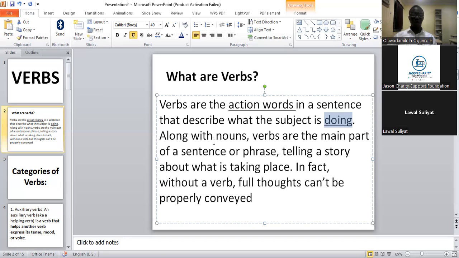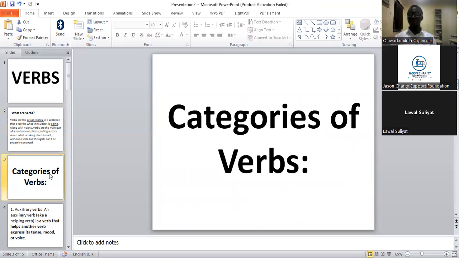Moving on quickly, we want to talk about the categories of verbs that we have. At the beginning of this class, I told us that the verb is divided into two categories. Mainly, we have the auxiliaries, and then we have the main verbs, or what some schools of thought will call the lexical verbs. So today we want to discuss the auxiliary verbs.